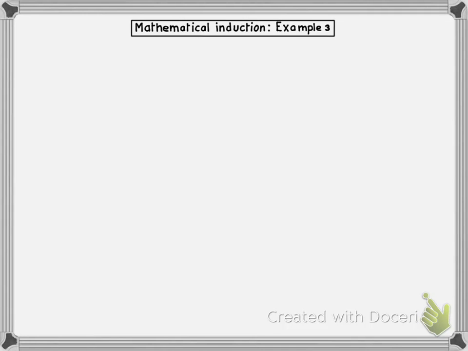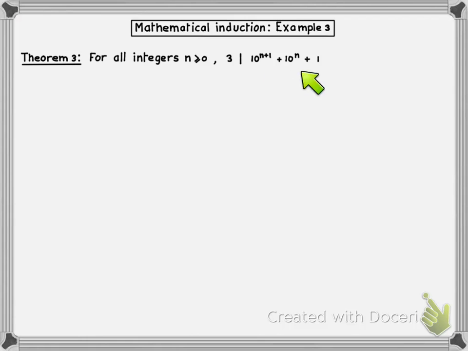Welcome back. In this segment, we're going to look at a third example of a proof by induction. We're going to prove this theorem that says for all integers n greater than or equal to 0, 3 evenly divides this quantity. Remember, this just means that this quantity is a multiple of 3. So we're going to write a proof by induction of this theorem. The induction is on n.